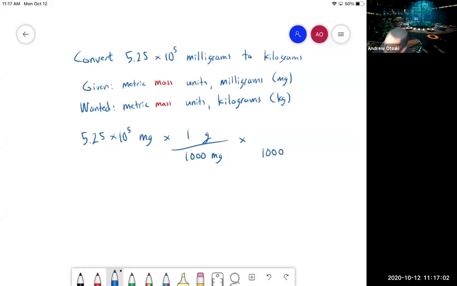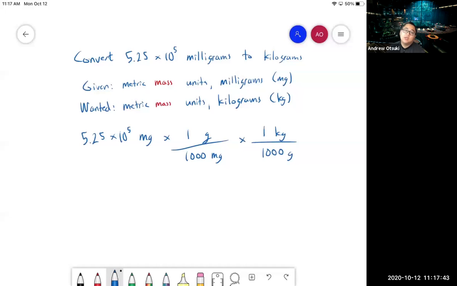Now we have to do another conversion because now we need to go from grams to kilograms. Since kilograms is the larger unit, it's going to take more of the basic unit to reach the larger unit. So in this case, 1,000 grams equals 1 kilogram. You can also combine these two fractions, but that might be hard to memorize when starting out. But if you want to condense your equations, as long as it's correct, you can do that.